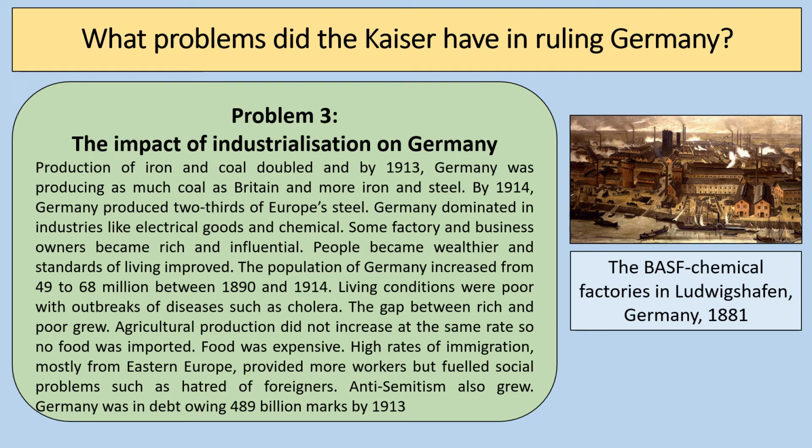There's also immigration rates were quite high to ensure there was enough workers within Germany, but that could sometimes fuel social problems, and there's some instances of racism towards people that had come to work in Germany from abroad. Anti-Semitism was also growing in Germany before the First World War, and Germany was actually in debt. It borrowed an awful lot of money due to the industrialization. Also, the Navy laws, which we'll talk about in just a moment, owed about 489 billion marks by 1913. And that's certainly a useful stat when you're thinking about the fact that Germany was then going to fight a war and then have to pay reparations as a result of the First World War as well.